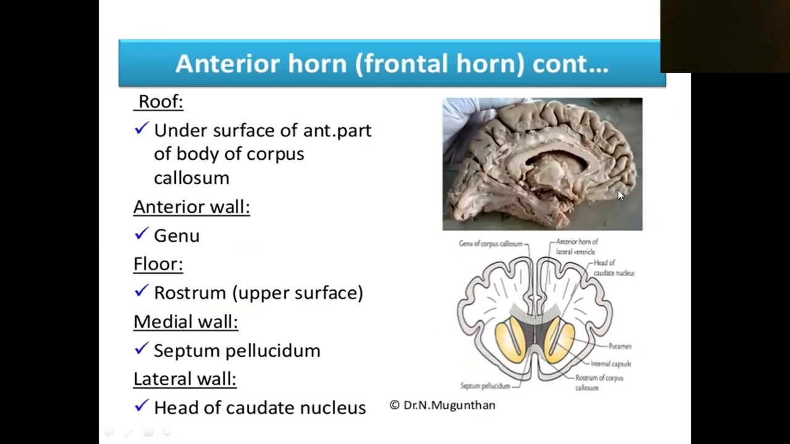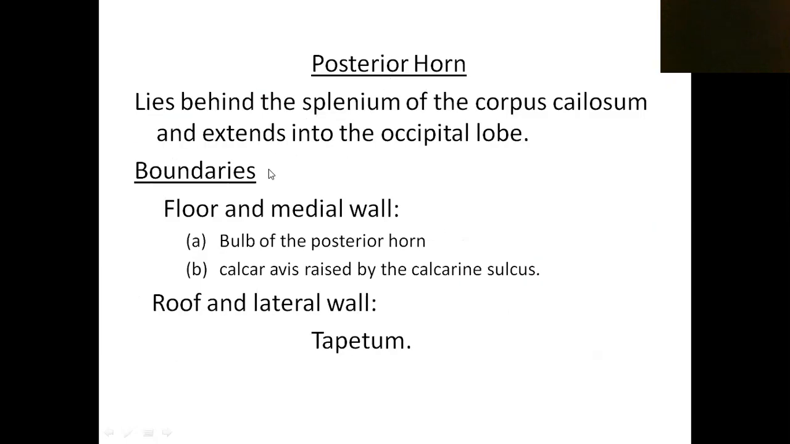The anterior horn is seen inside the frontal lobe. What are the boundaries? Superiorly, the body of the corpus callosum; inferiorly, the rostrum of the corpus callosum, along with the rostrum, the caudate nucleus; anteriorly, the genu; medially, the septum pellucidum. Okay, then the posterior horn.